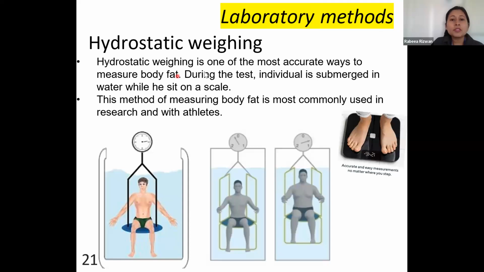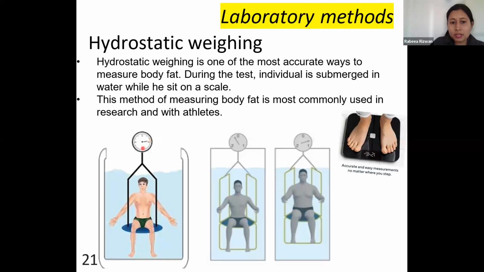So what is hydrostatic weighing? It is one of the most commonly used and most accurate ways to measure body fat. But in the modern era, there are other ways as well, which are CT scan and MRI. They are used to measure body volume, body weight, and body density. This is the most accurate measure to evaluate body composition and body fat, because water density always remains constant.